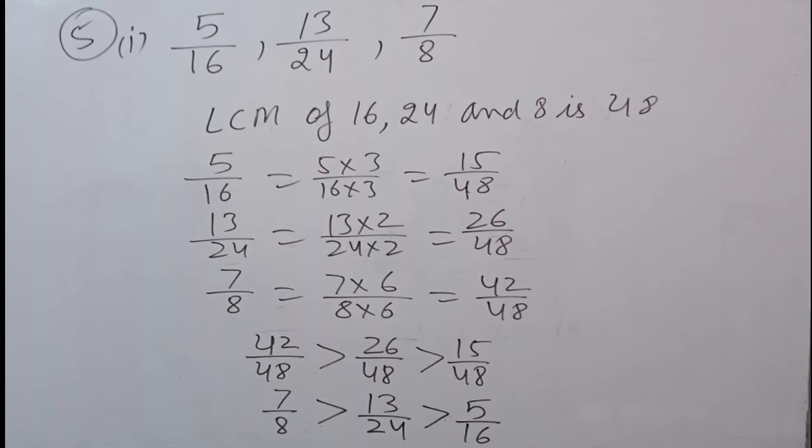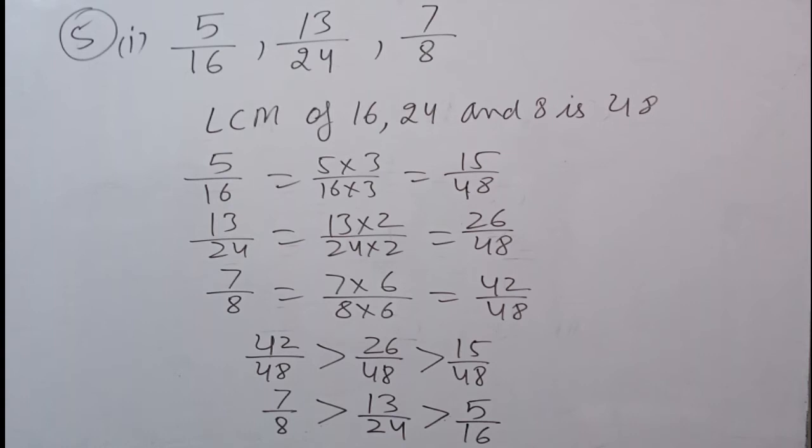So first we are taking 5 upon 16. For changing 16 to 48, we have to multiply by 3. The same number we will multiply into the numerator. So 5 into 3 and 16 into 3 will give 15 upon 48.